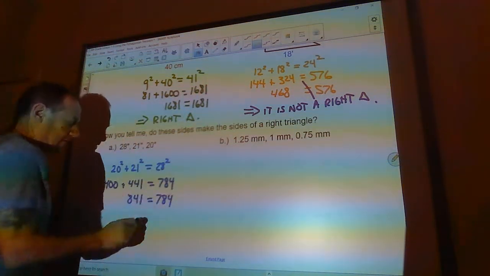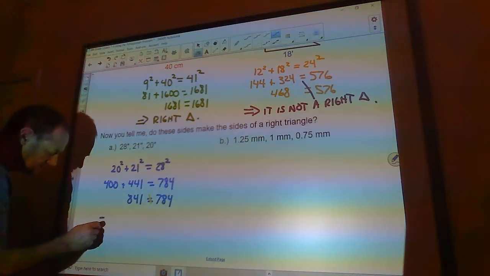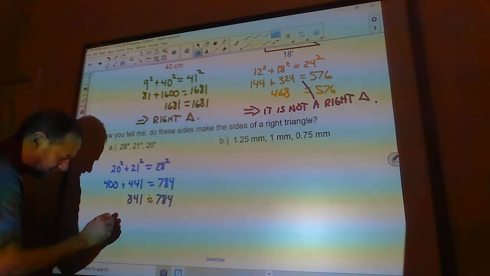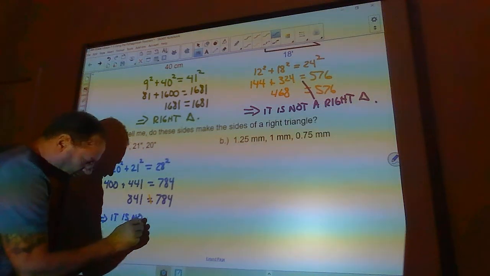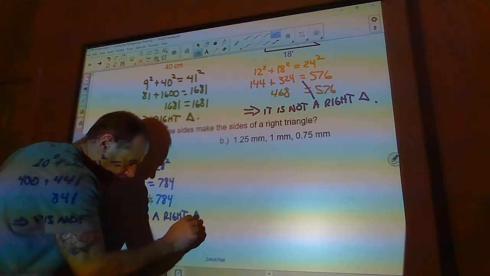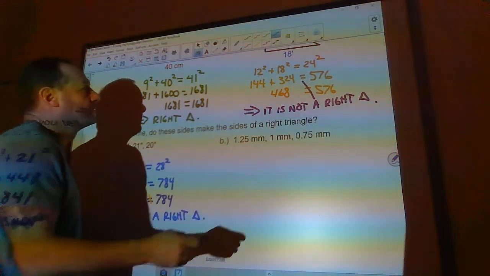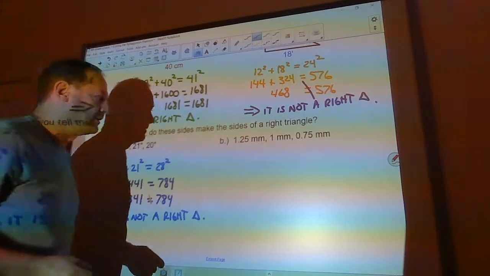Okay, so this is not equal, so that implies it is not a right triangle. All right, now let's check this one.